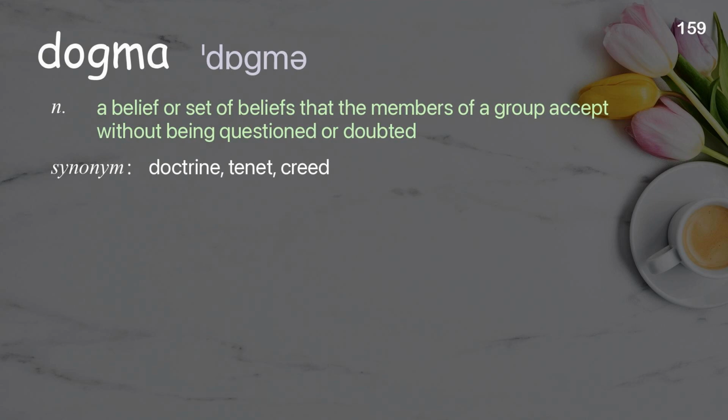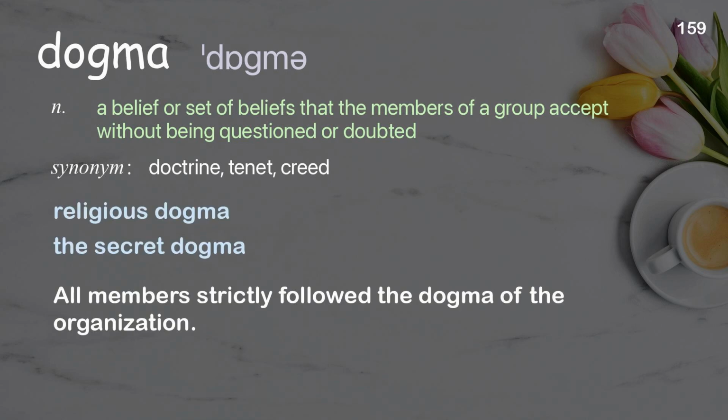Dogma. A belief or set of beliefs that the members of a group accept without being questioned or doubted. Examples: Religious dogma. The secret dogma. All members strictly followed the dogma of the organization.